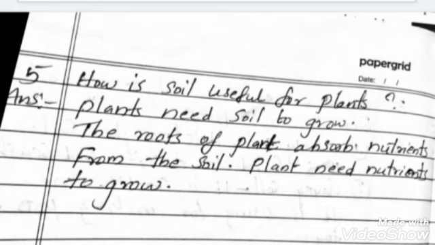Question 5. How is soil useful for plants? Plants need soil to grow. The roots of plants absorb nutrients from the soil. Plants need nutrients to grow.